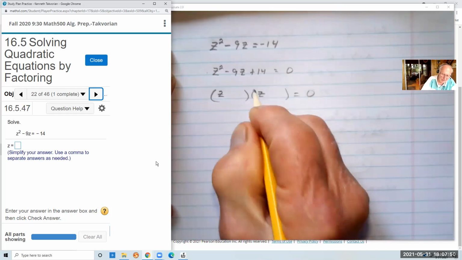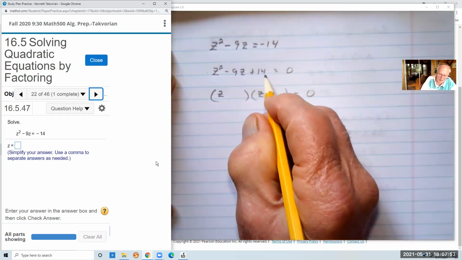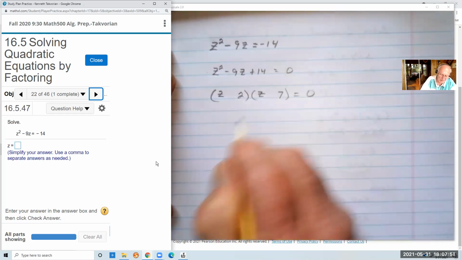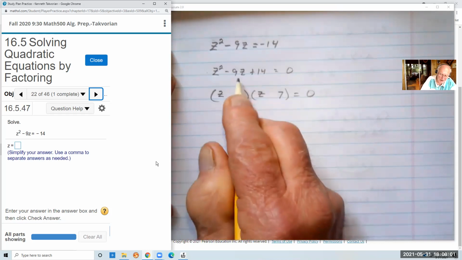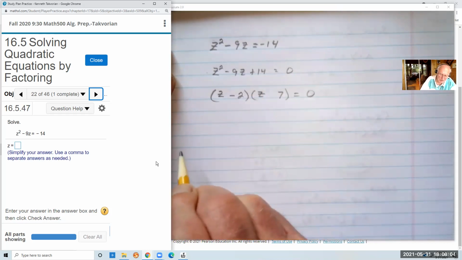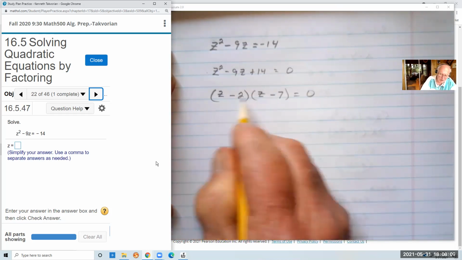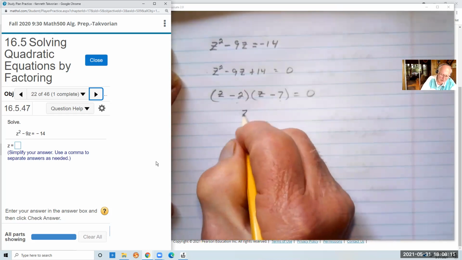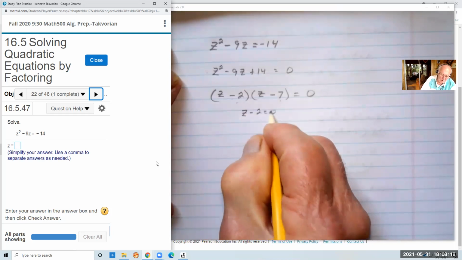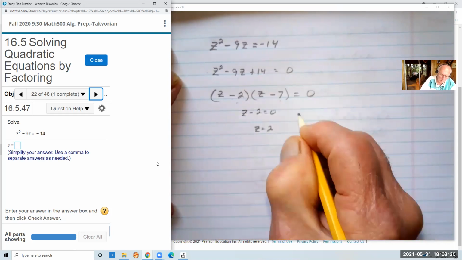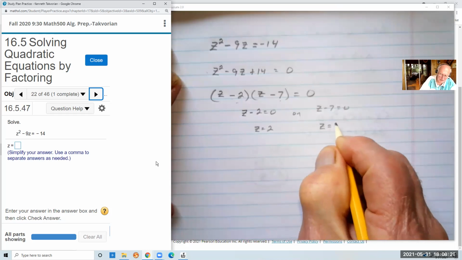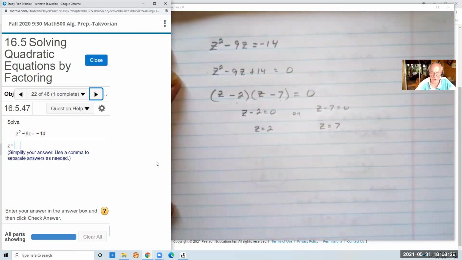So it's relatively easy to factor or see if it factors. Z and Z. Factors of 14 might be 14 and 1. That's not going to work. Or 2 and 7. And I think that will work. We want an inside product of negative 9. So this is a negative 2z. This would be a negative 7z. The total would be negative 9z. And the product of the last terms would be plus 14. We can draw a conclusion that either z minus 2 equals 0, meaning z equals 2, or z minus 7 equals 0, meaning z equals 7. Two possible solutions to the original problem.